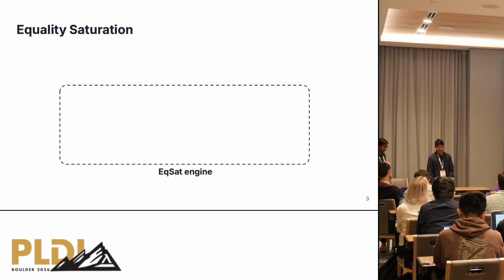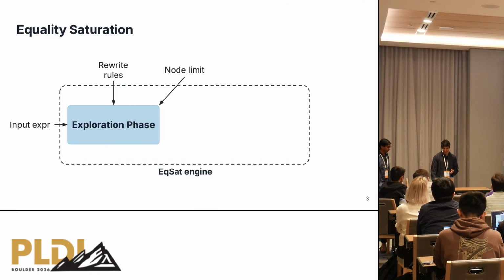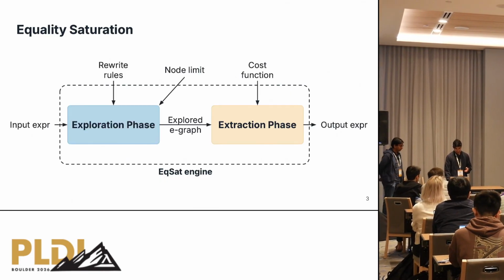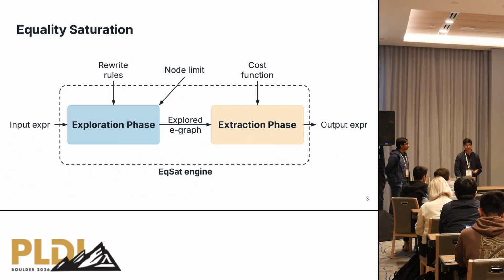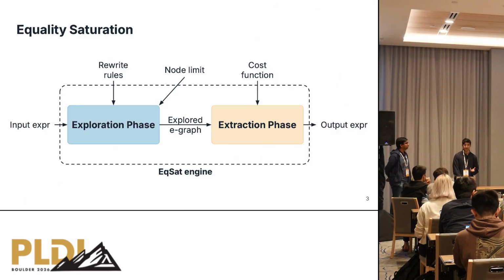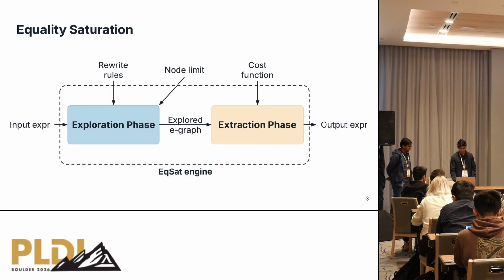I'm assuming here that everyone is familiar with equality saturation. I just want to introduce some terms I'll be using. Equality saturation has two phases. There is first the exploration phase where the rewrites are applied. This exploration phase continues until either saturation is reached or, more commonly, a resource limit, which is typically a node limit, is reached. Once the exploration phase is done, that e-graph is called the explored e-graph, and that's what's passed into the extraction phase.